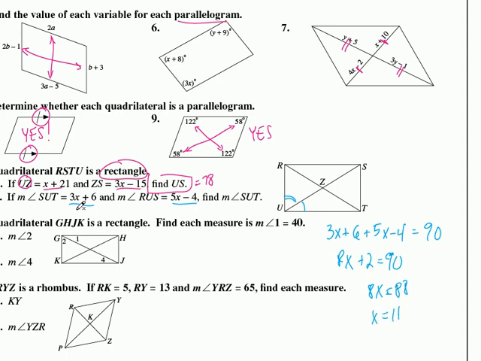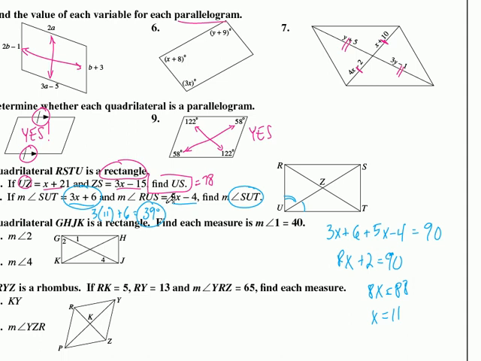Is that what they're asking for, though? Did they ask for x? No. They asked for angle SUT. So here's angle SUT right here, isn't it? So what are we going to do with that 11? Going to plug it back in, right. So 3 times 11 plus 6. 3 times 11 is 33. 33 plus 6 is what? 39. So that's what angle SUT is equal to, 39 degrees.